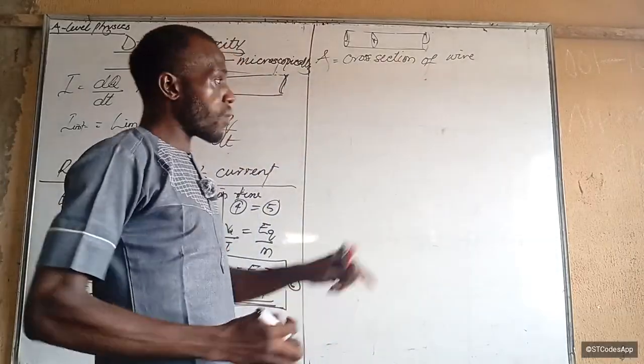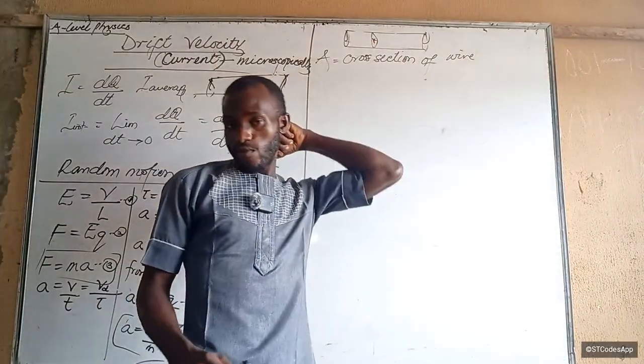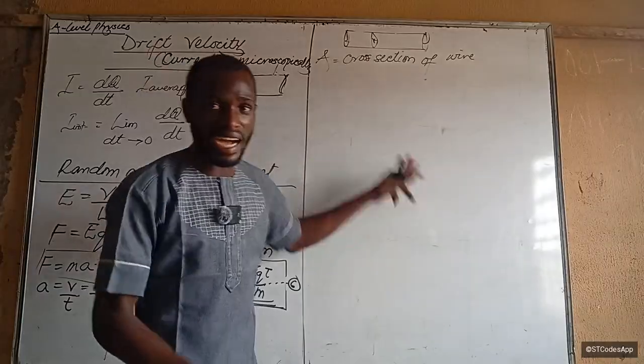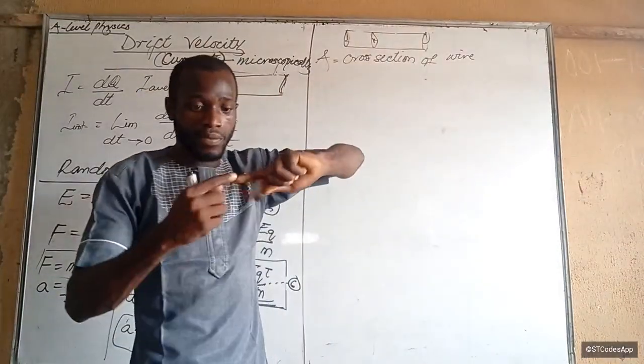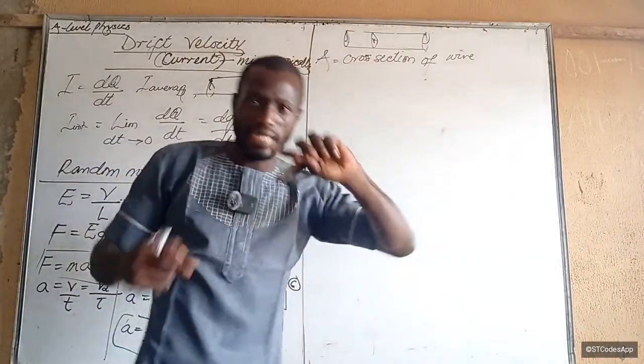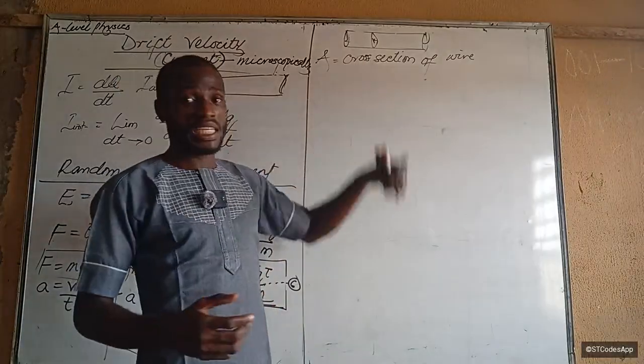Now, why is this essential? It is essential because when we describe the volume, we need the area times the length, a small length of the conductor. Do you understand? So that is why we need to define the area.